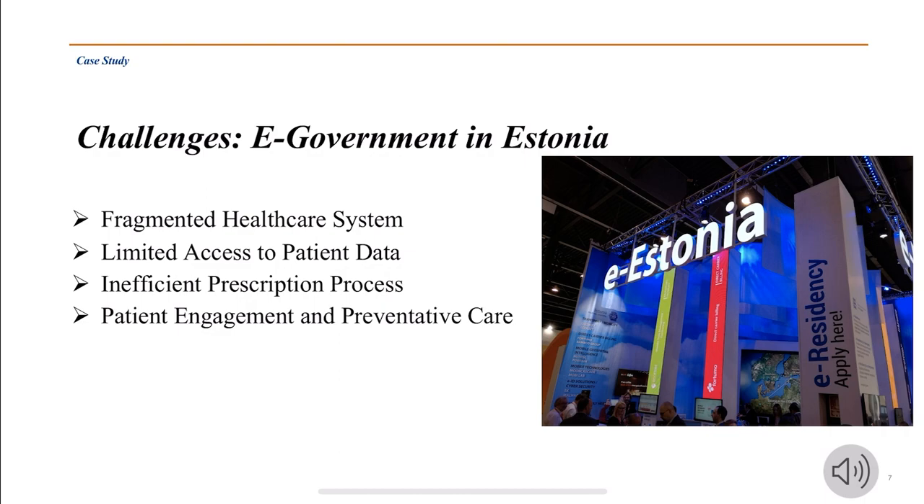Our second problem we analyzed was limited access to patient data. Prior to e-government interventions, healthcare professionals faced challenges accessing complete and up-to-date patient information because of the absence of a unified electronic health record system. Our third analysis was inefficient prescription processes. Estonia still used the traditional prescription system involving physical paperwork, which led to plenty of delays in getting prescriptions filled and increased the risk of medication errors.